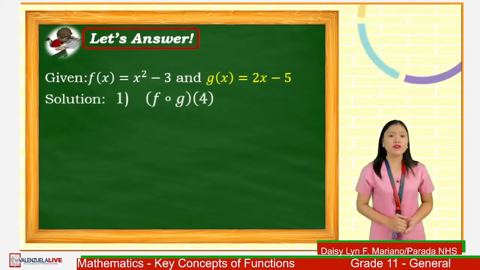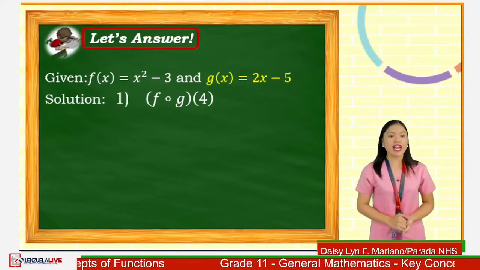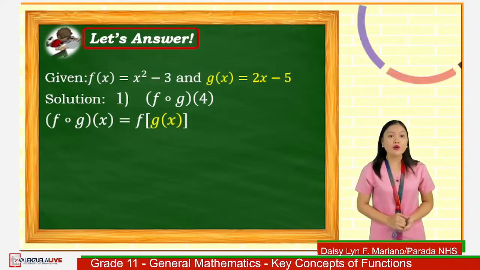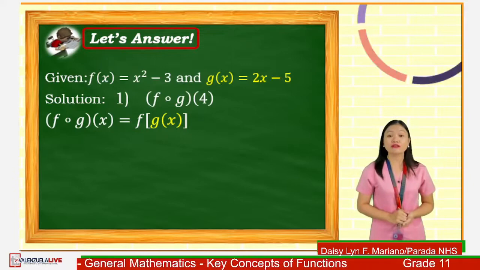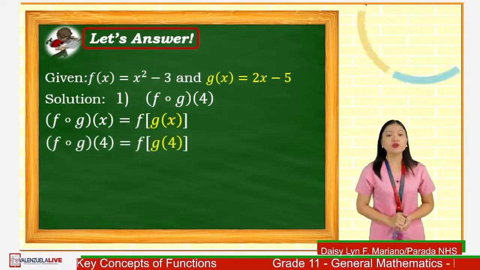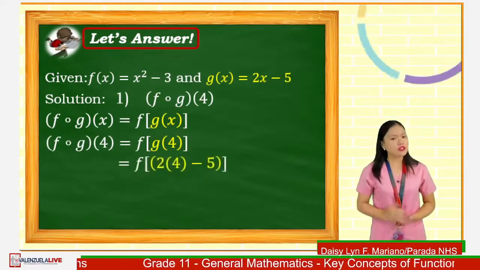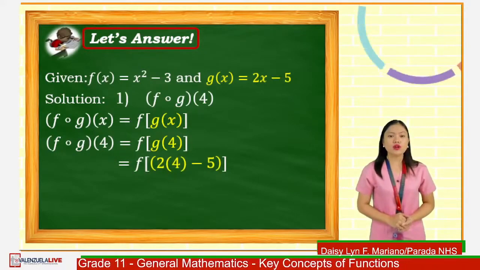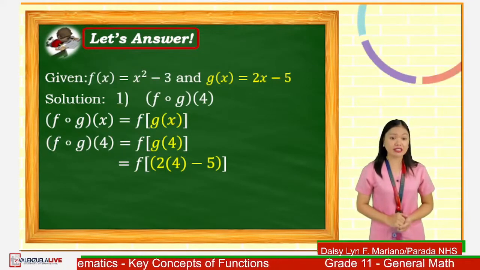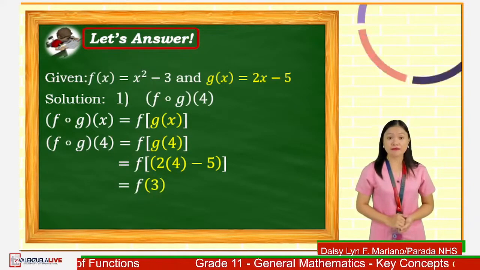Let us compute for f composed with g of 4. To start, we write f composed with g of x as f of g of x. We evaluate first the g of 4. That is, replacing x by 4 in the expression 2x minus 5. Then, performing its operation. Doing so, we have 2 times 4 minus 5. 2 times 4 is 8. Minus 5 is 3. So we have f of 3.